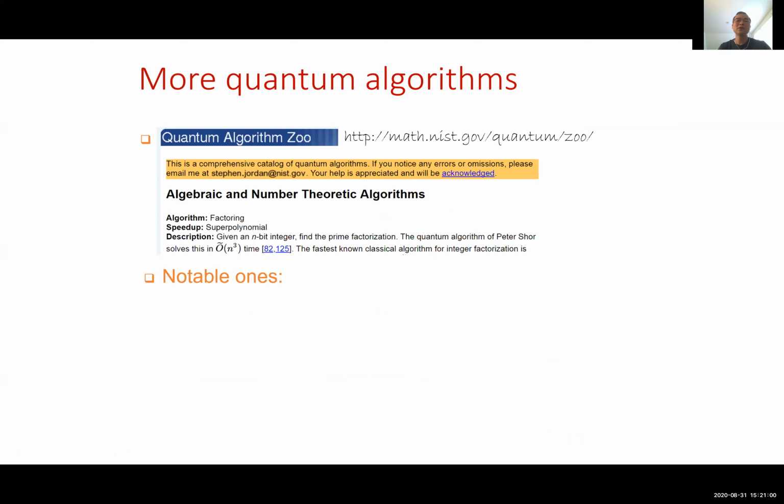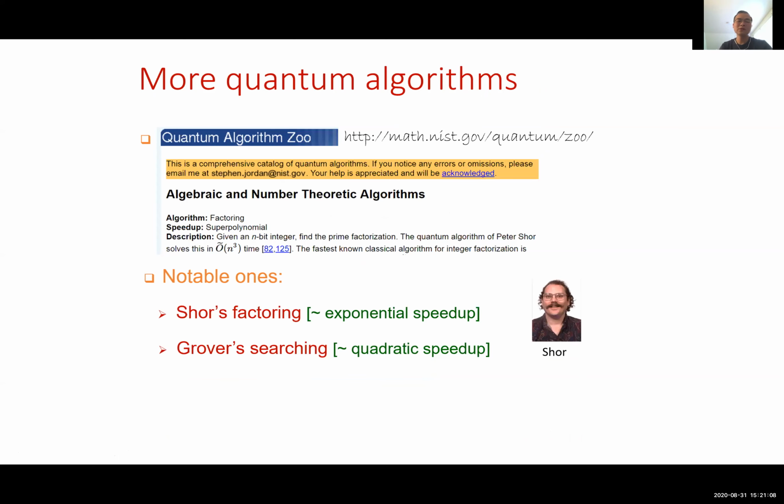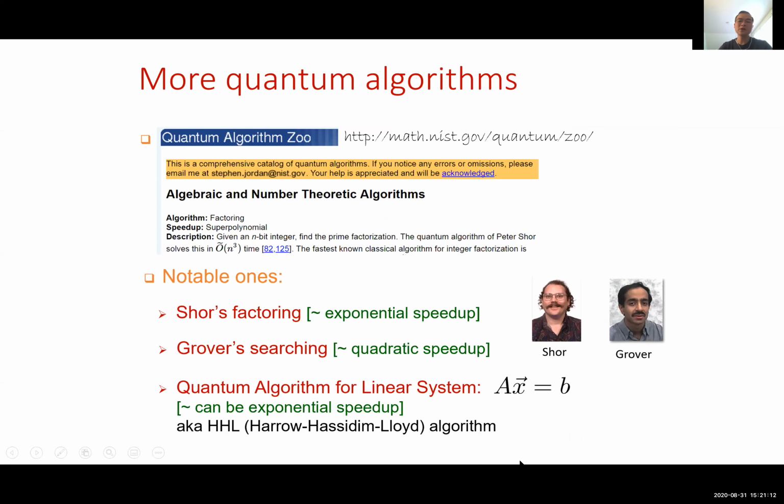Okay, so there are more quantum algorithms. The most famous one is Shor's factoring. And the second probably is the Grover searching. Shor's algorithm has an exponential speedup. Grover has a lower one, it's only quadratic. And there are more algorithms.